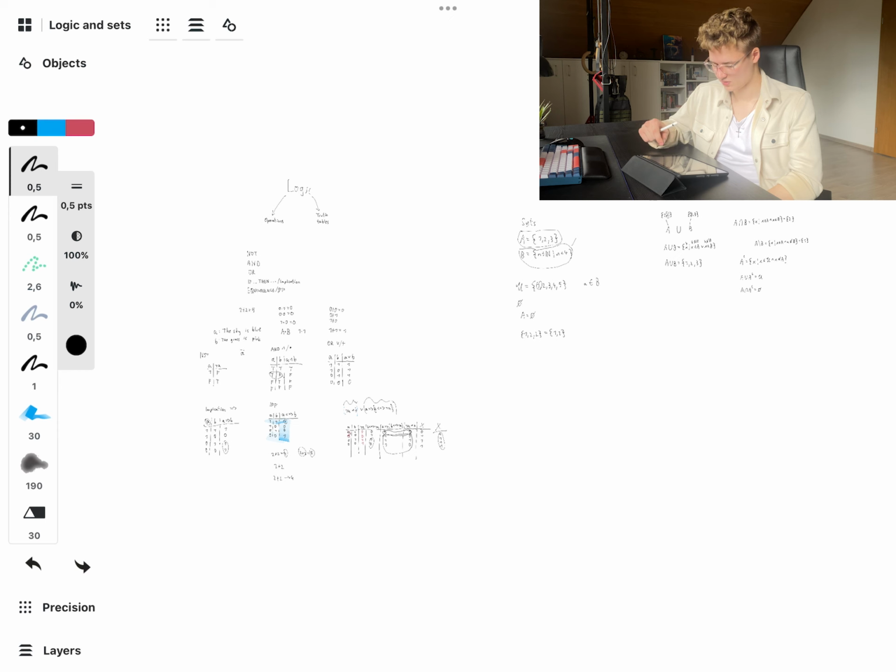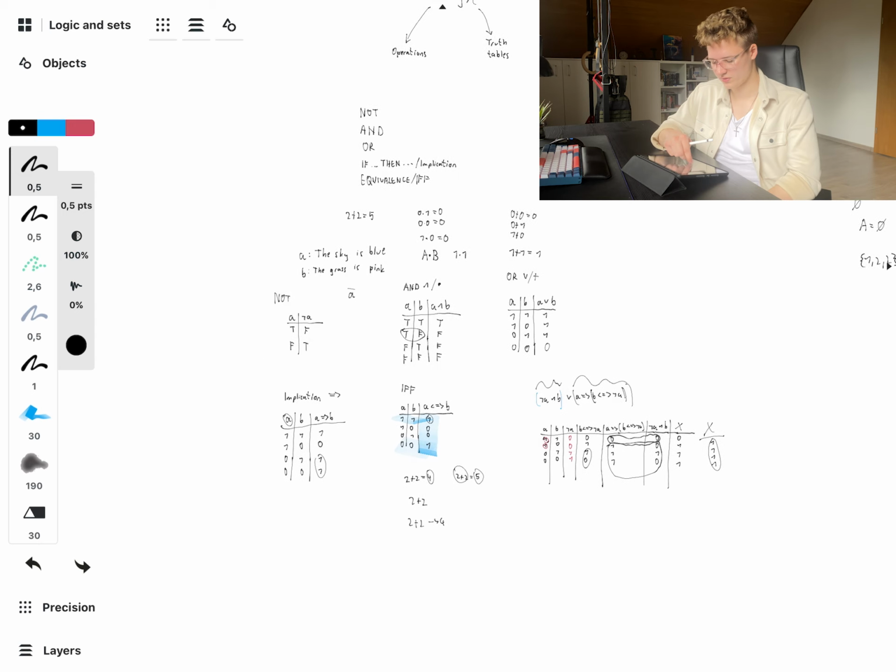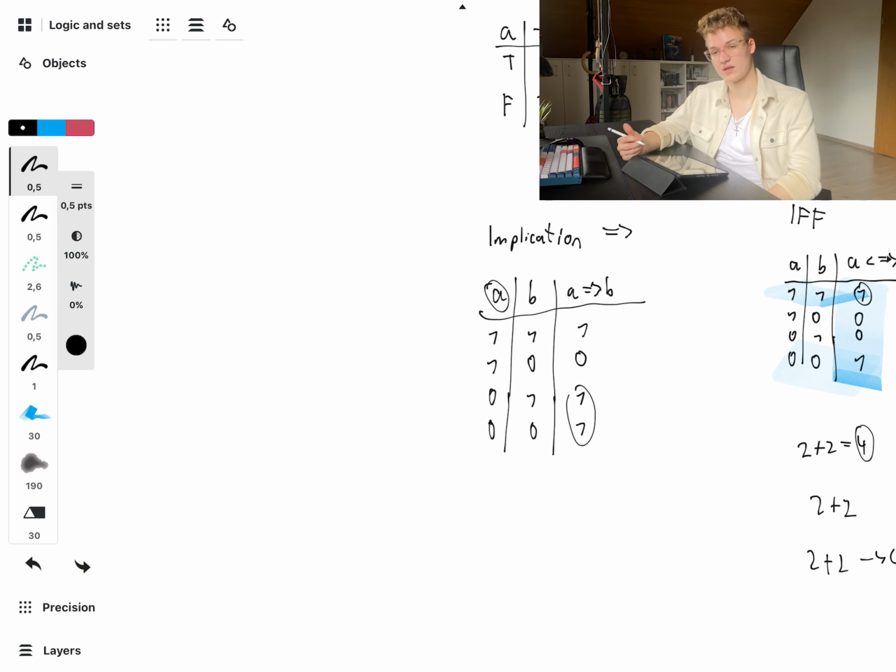Okay, so you can see that not is basically the complement, and is basically the intersection, or is basically the union. One thing you can note is that you can replace any operation. If two things have the same truth table, then they're equivalent, okay?